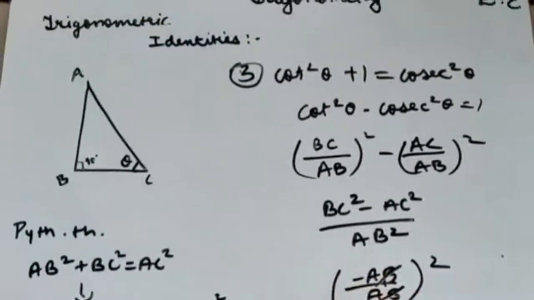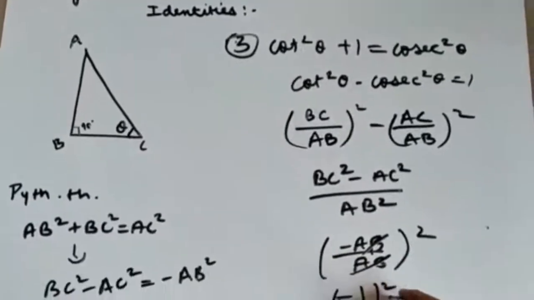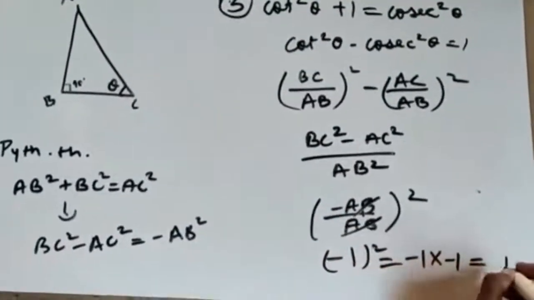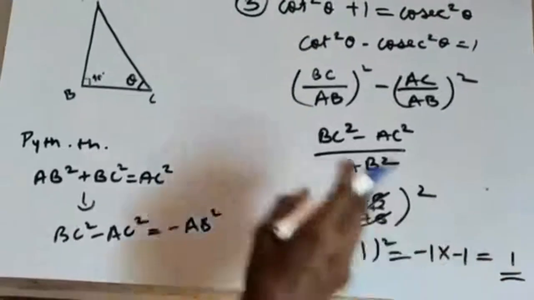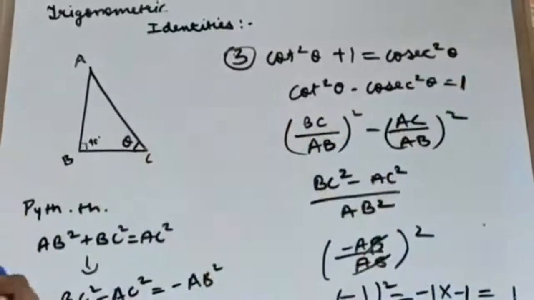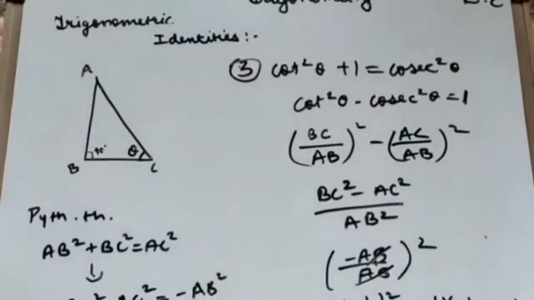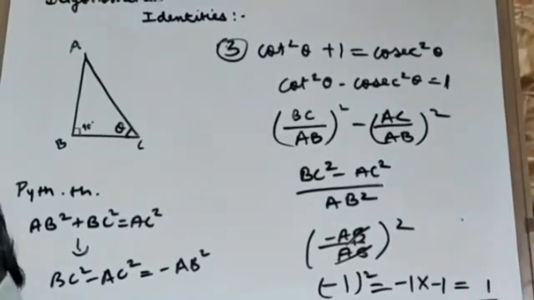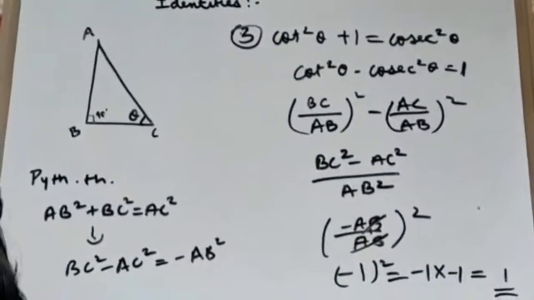And cancelling this we get minus 1 square, which is equal to minus 1 into minus 1, again equal to 1. So again LHS is equal to RHS. In this way we have learned the three trigonometric identities. I hope you all have understood these three trigonometric identities.